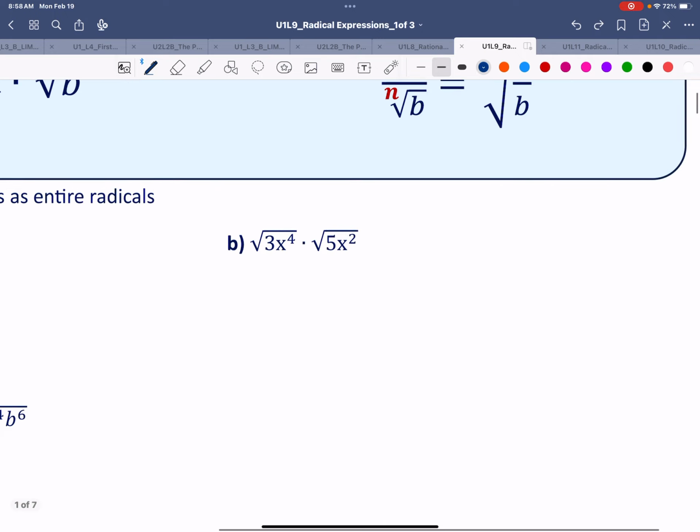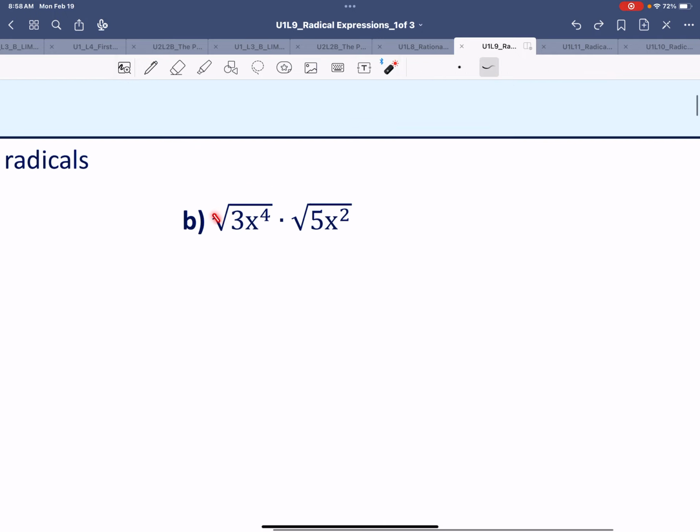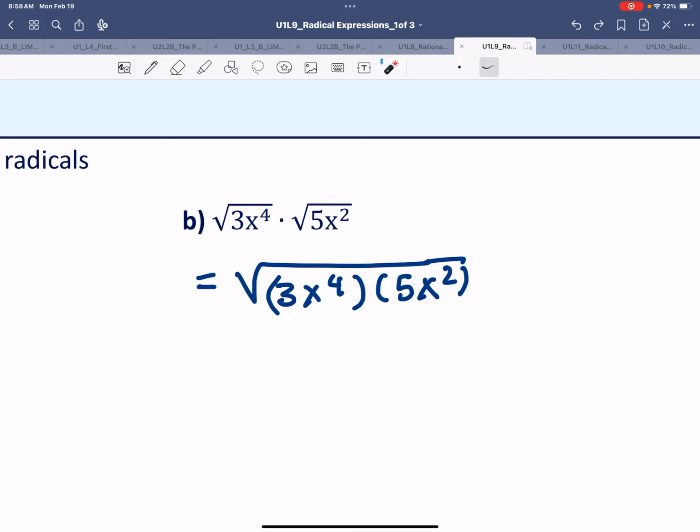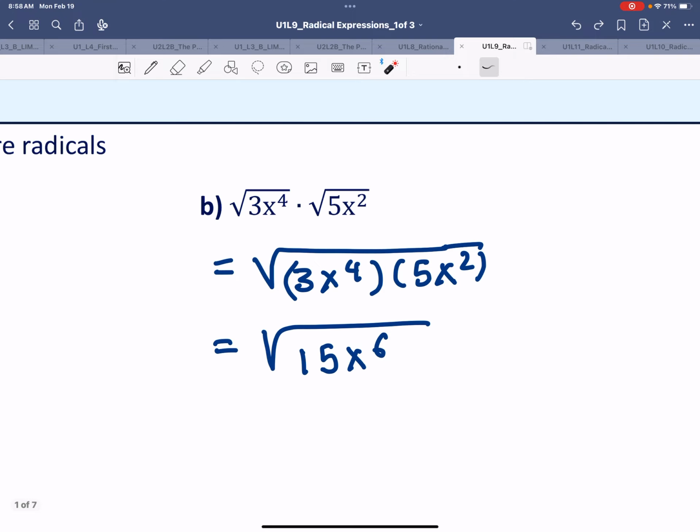In the next example, example B, we have the square root of 3x to the 4 times the square root of 5x to the power of 2. Since the indices are the same, square root, then we'll write this as the square root of 3x to the power 4 times 5x to the power of 2. Simplify, numbers will go with numbers. 3 times 5, 15. x to the power of 4 times x to the power 2 is x to the power of 6. And this would be the answer.